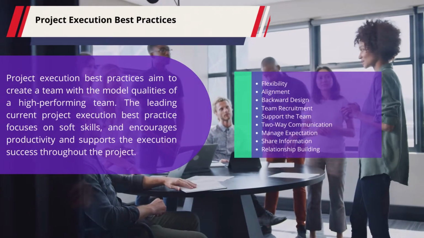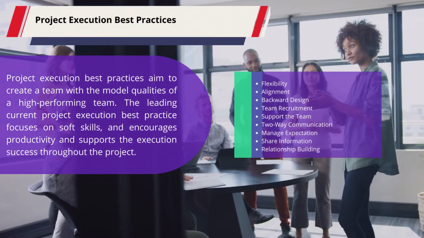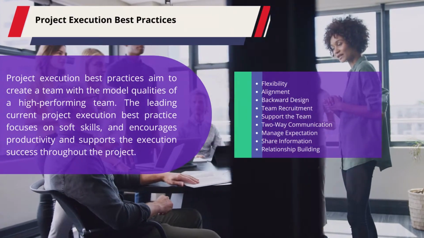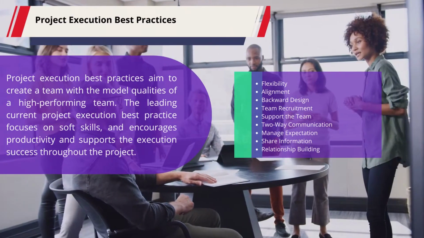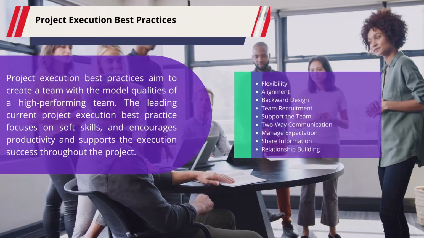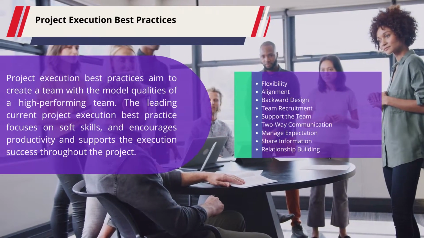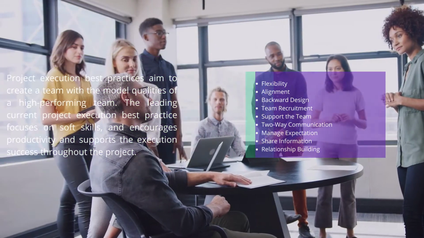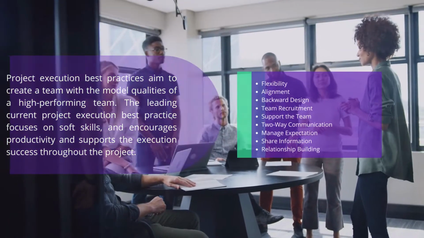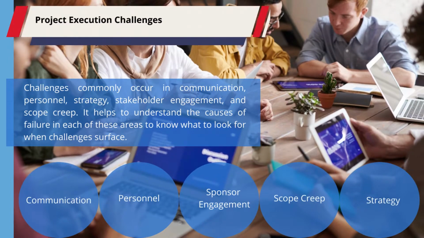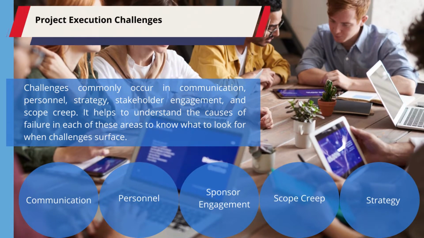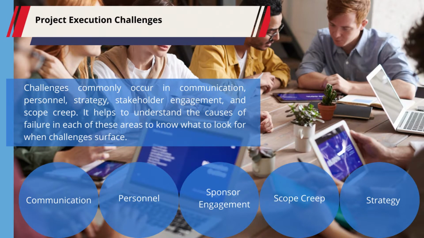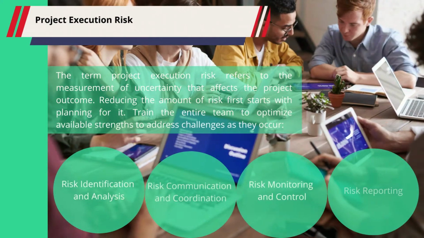What are the project execution best practices? Project execution best practices aim to create a team with the model qualities of a high-performing team. The leading current project execution best practice focuses on soft skills, and encourages productivity and supports the execution success throughout the project, as mentioned here. What are the project execution challenges? Challenges commonly occur in communication, personnel, strategy, stakeholder engagement, and scope creep. It helps to understand the causes of failure in each of these areas to know what to look for when challenges surface.